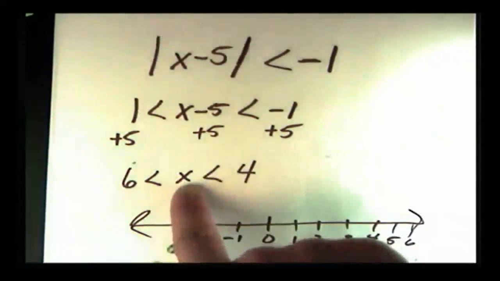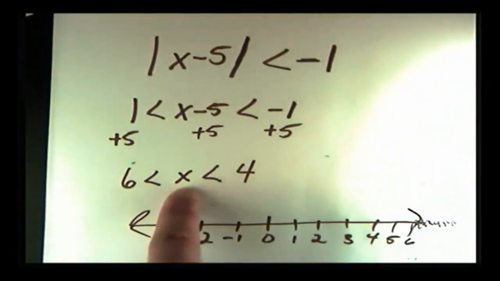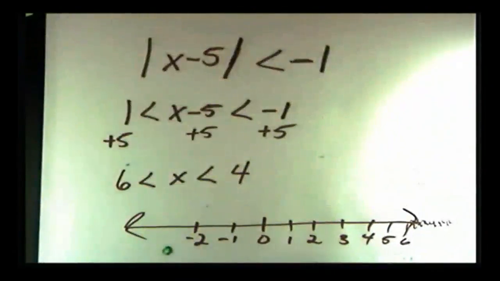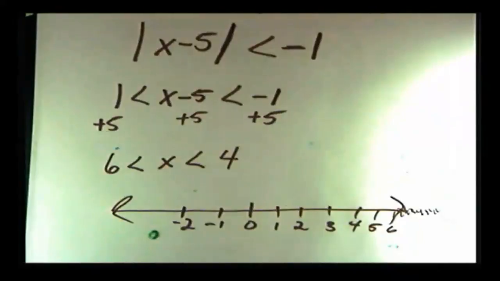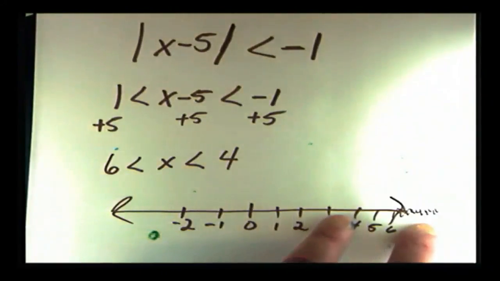So x is greater than 6, so it's bigger than 6. So it's all these numbers, but it's also less than 4. So think about this for a second. Does that even make sense? Can you have a number that's bigger than 6 but less than 4?